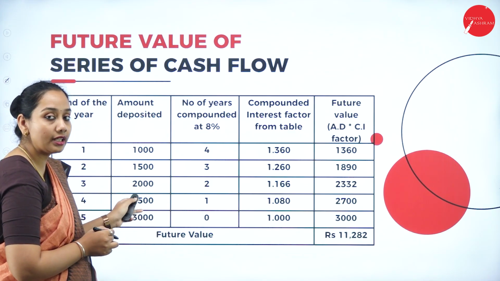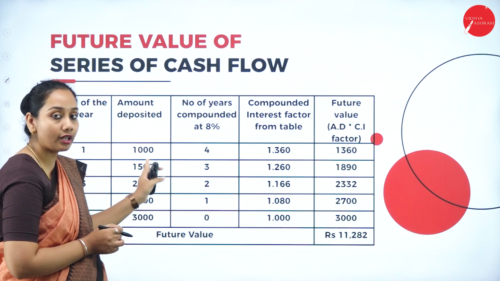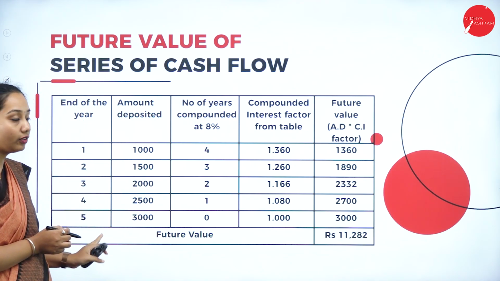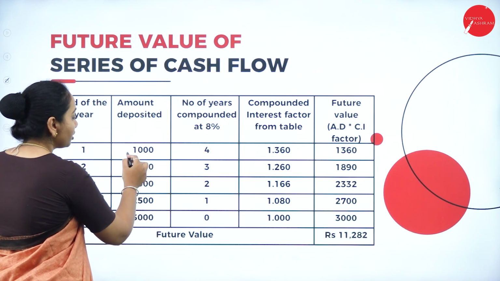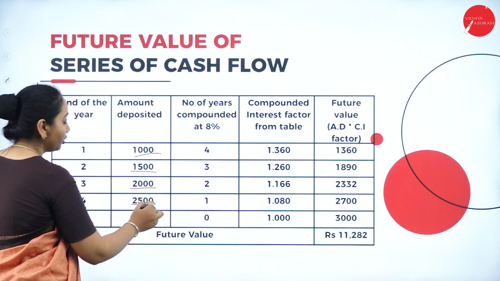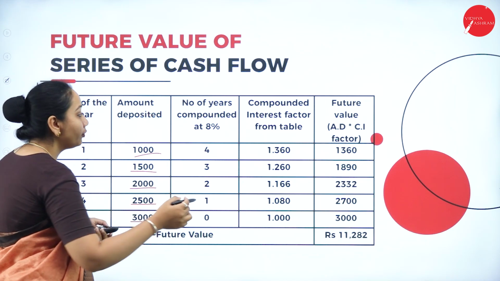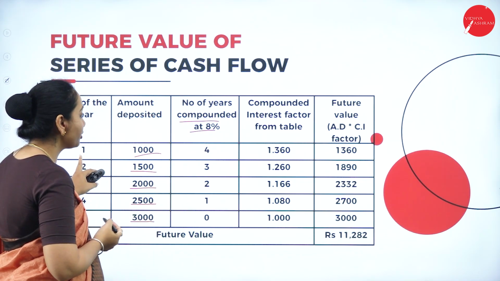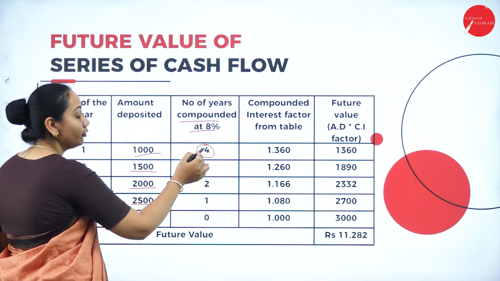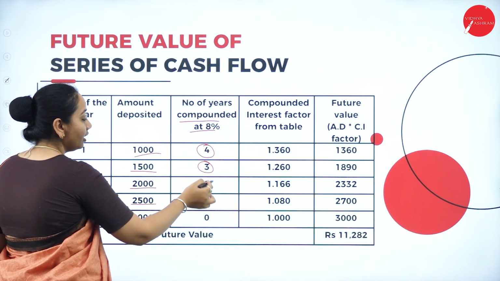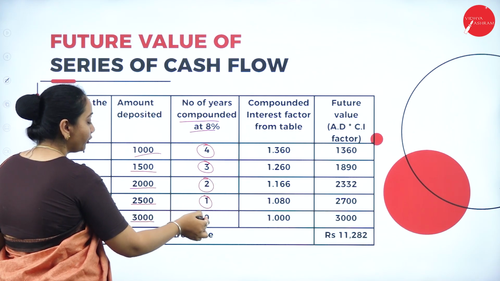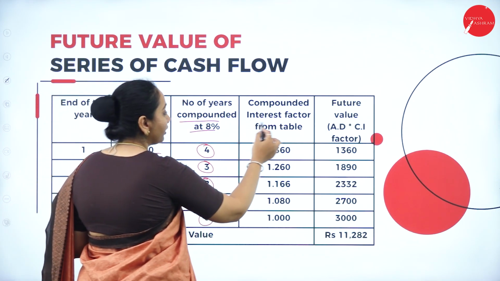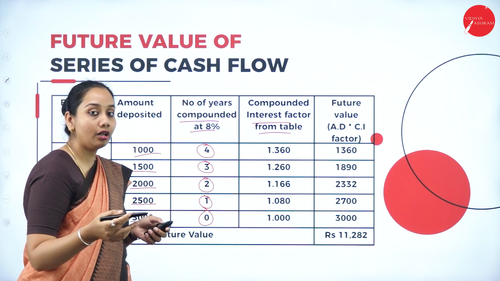So you can understand the question, so you can understand the answer as well. So at the end of the first year, I have taken 5 years here. The amounts deposited are 1,000, 1,500, 2,000, 2,500, 3,000, compounded at 8%. If the 1,000 is deposited in the first year, then there will be 4 years remaining. In the same way, 3 years left, 2 years left, 1 year left and 0. That's the last year.